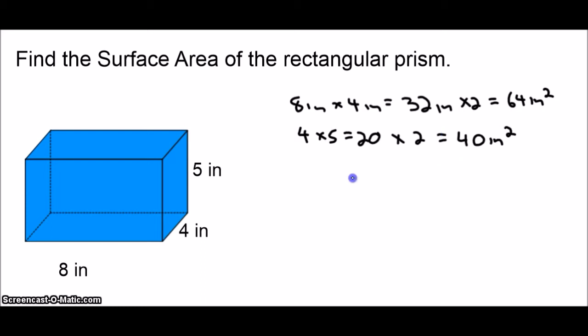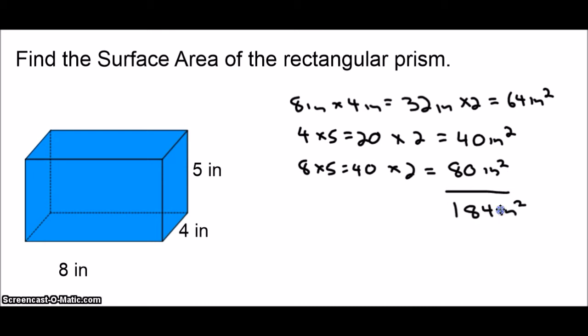And then last but not least is the front and the back. So the front is 8 by 5. 8 times 5 is 40. We'll double that and get 80 square inches. Now we simply have to take our three answers for the top and bottom, left and right, front and back and add them up for a grand total of 184 inches squared. And that's the surface area of this rectangular prism.